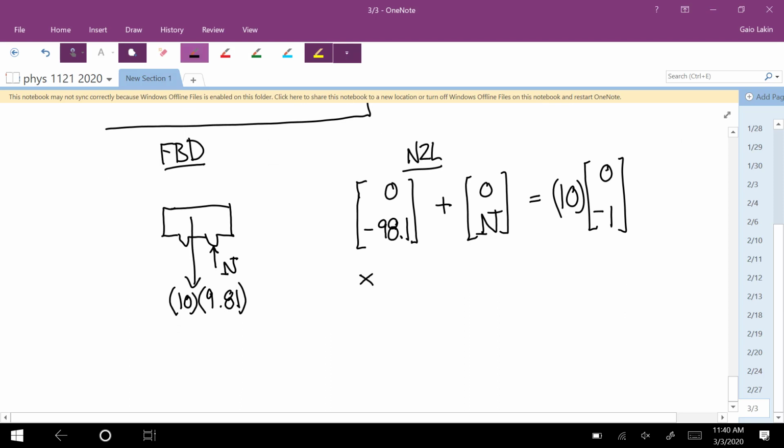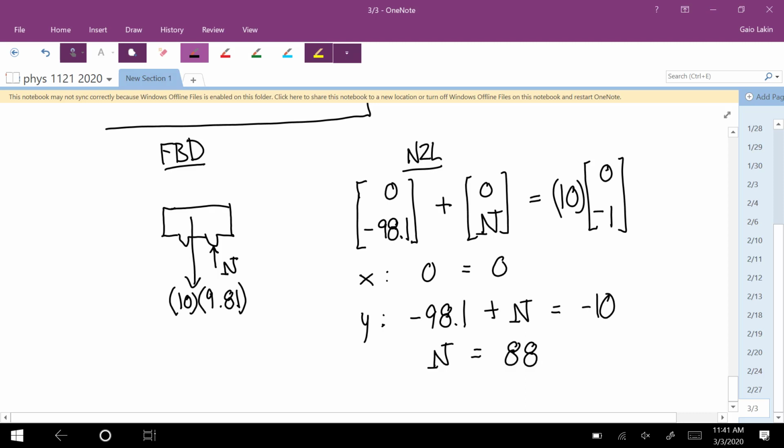And so we have an x equation that says 0 equals 0. That doesn't give us anything. The y equation says negative 98.1 plus N is equal to -10. And so N is equal to 88.1 newtons.